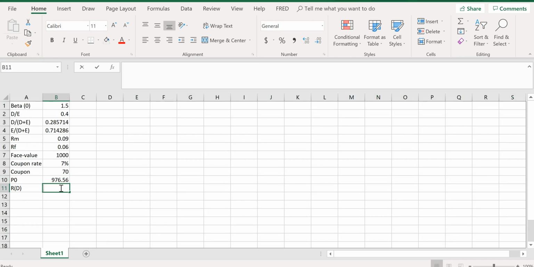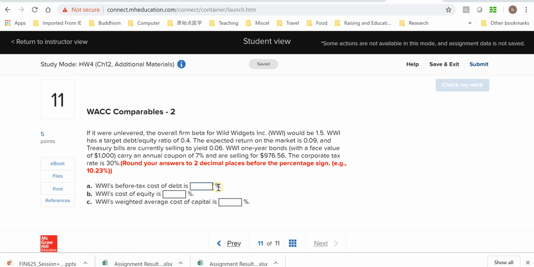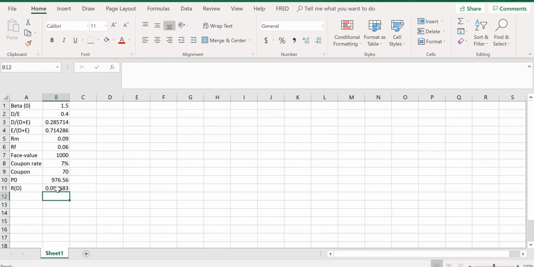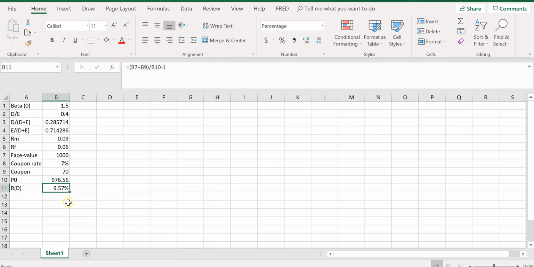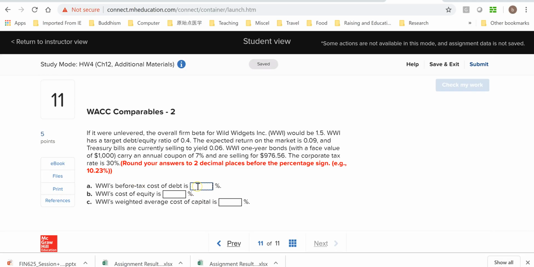And so now we can write down this face value plus coupon divided by P0, and don't forget about -1. This gives me, going back, this is in percentage terms, so I can change this to be in percentage. This gives me 9.57%. 9.57.